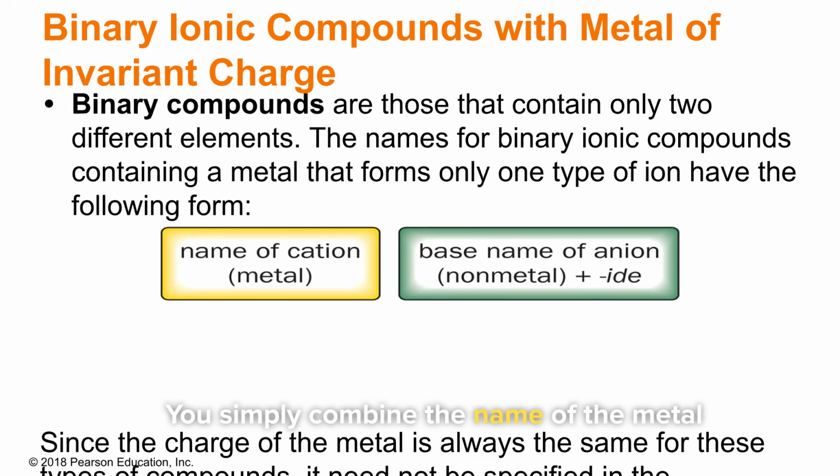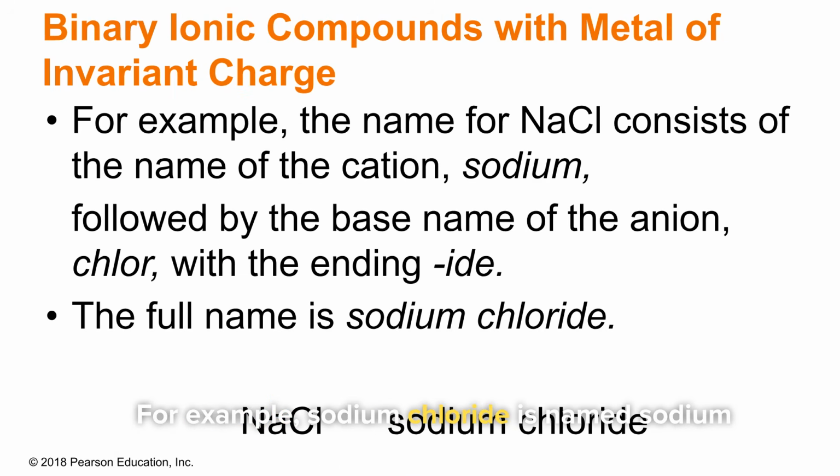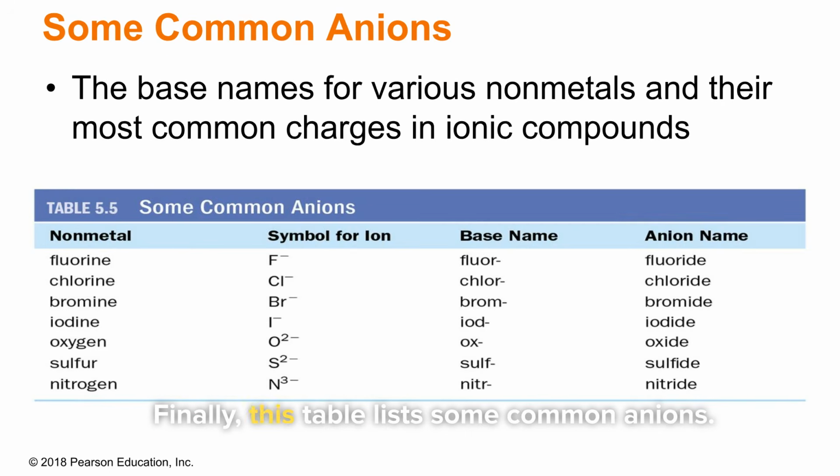You simply combine the name of the metal cation and the base name of the nonmetal anion with an -ide ending. For example, NaCl is named sodium chloride. We take the name sodium for the cation and chlor for the anion, adding the -ide suffix to finish the name. Finally, this table lists some common anions. Knowing the base names for these nonmetals and their typical charges will help you accurately construct and name many binary ionic compounds.